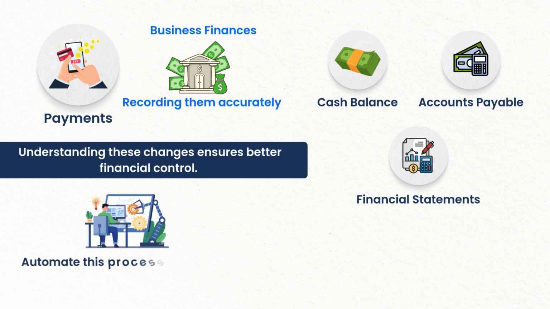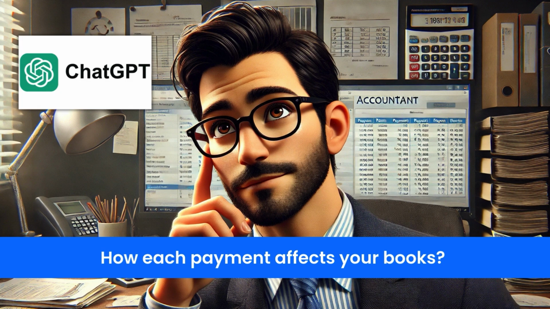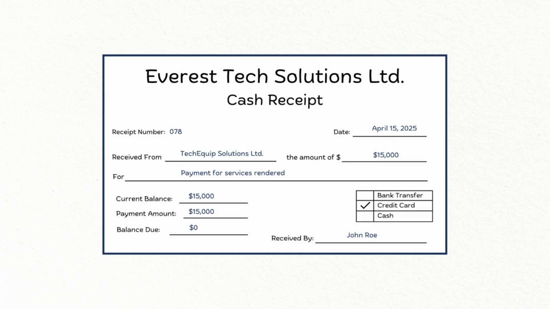But what if you could automate this process and instantly get a structured breakdown of how each payment affects your books? That's exactly what we're going to explore in this chapter, using ChatGPT to simplify payment entry and maintain accurate financial records. A typical payment entry includes the supplier's name, invoice reference, payment date, amount paid, and payment method, whether it's a bank transfer, credit card, or cash.